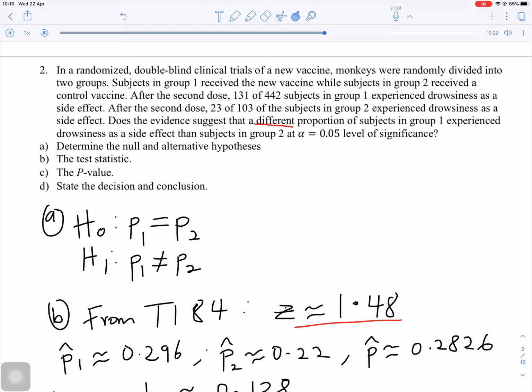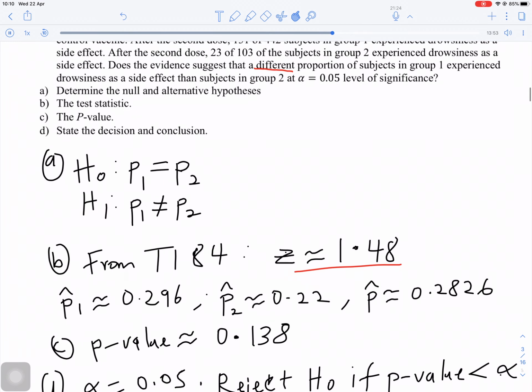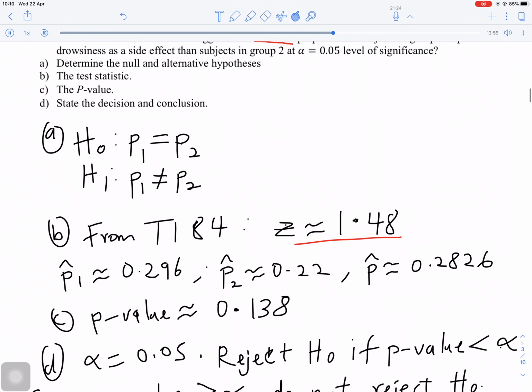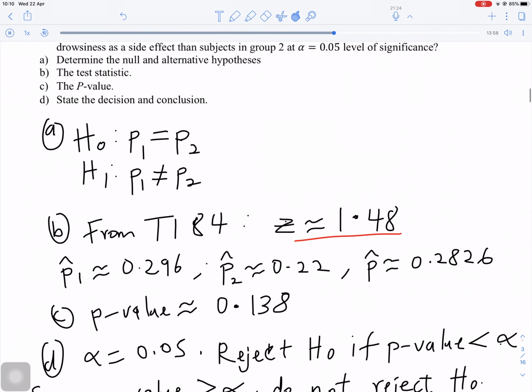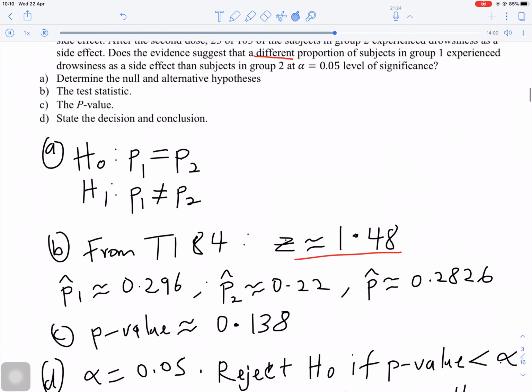And then the output that we have, the very one which is of interest to us for B, is Z. And Z is approximately 1.48. Okay. Other values that are given to us are the P1 cap, P2 cap, P cap. Now, you realize that there is also a P over there. Now, this P is the p-value, and that is what C is asking for. So the p-value is approximately 0.138.